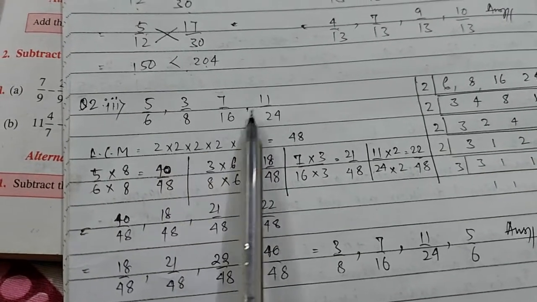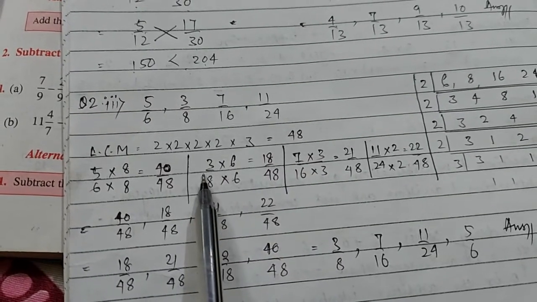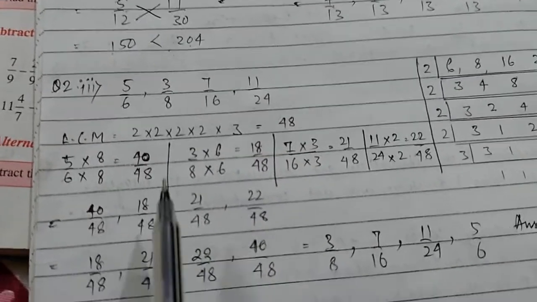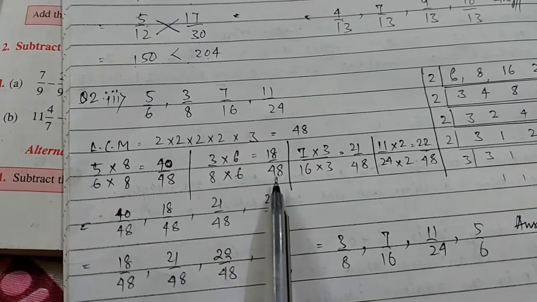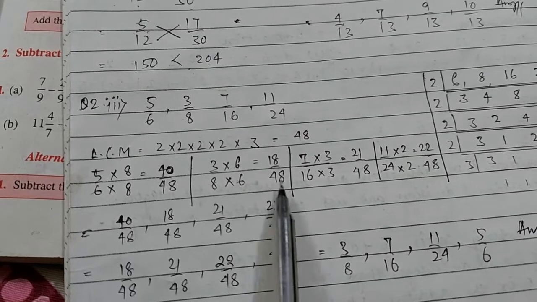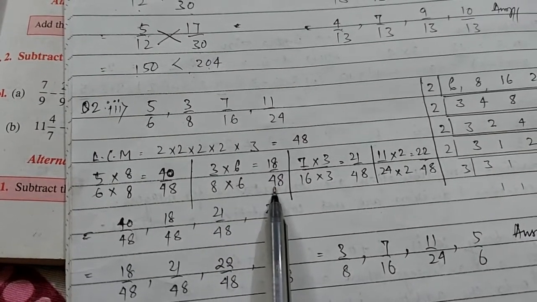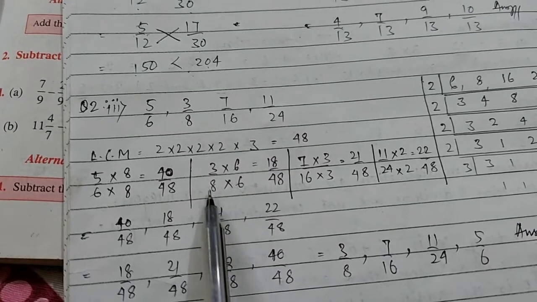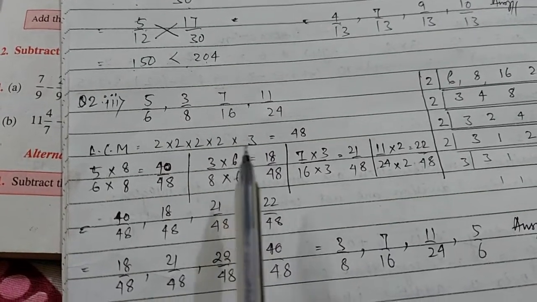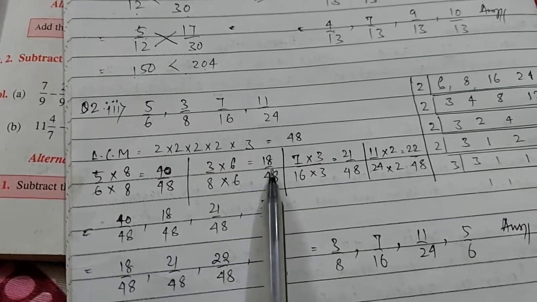In the same way we do each fraction, that is 3 by 8. We have to bring the denominator to 48 in order to change it into a like fraction. So 8 should be multiplied with 6, then only 48 will come over here. When we multiply the denominator with 6, we also multiply the numerator with 6. So we get 18 by 48.